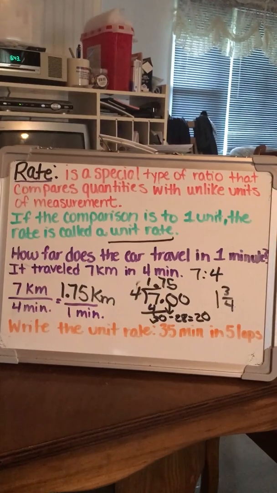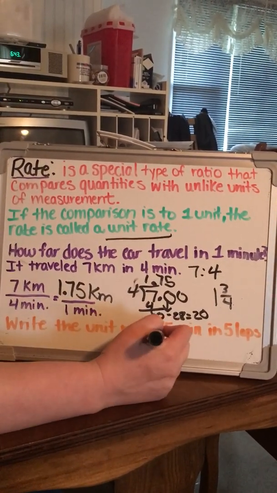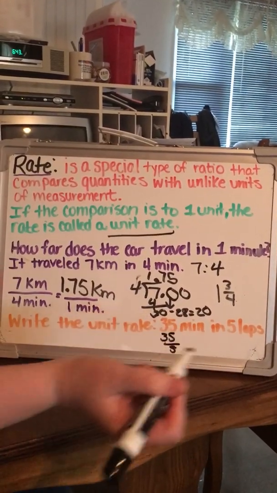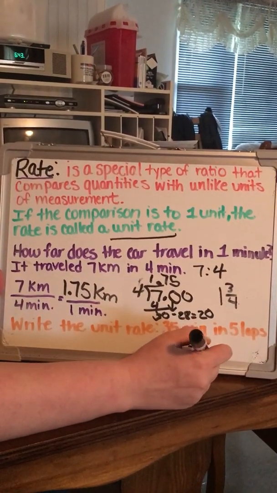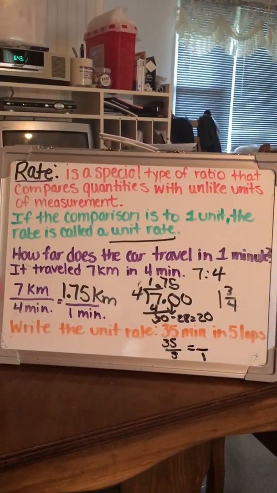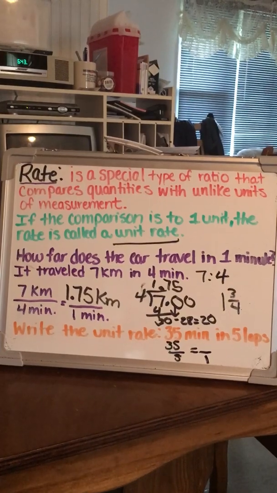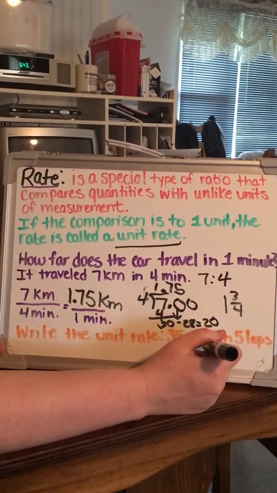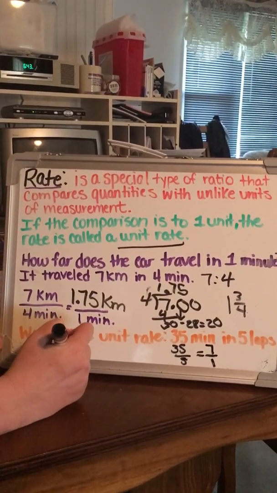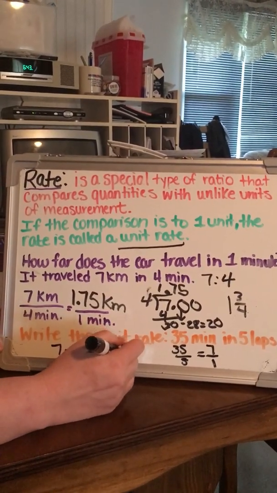Now let's talk about the unit rate for 35 minutes in 5 laps. Well, we can write that as 35 over 5. 35 minutes in 5 laps. But let's say we want to know how long it takes to go 1 lap. Well, we're going to do 35 divided by 5. Now this is a common math fact that you should know. What is 35 divided by 5? Well, you should know that 35 divided by 5 is 7. So it takes 7 minutes to go 1 lap.